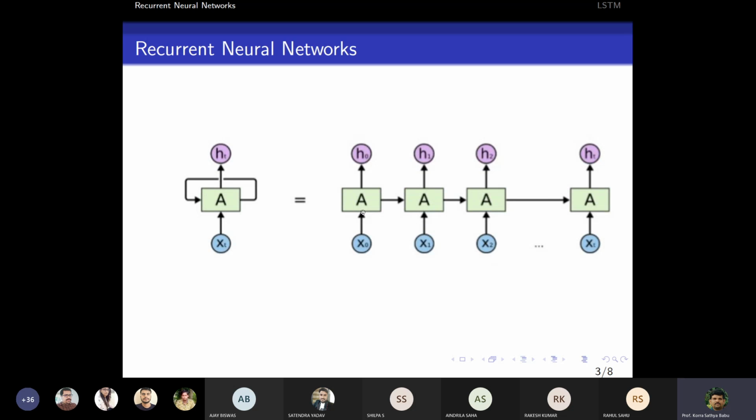So you can say that an RNN is a type of artificial neural network that is used to recognize patterns in sequences of data. It may be textual data, genomics data, handwriting, or spoken words, or mostly time series data, like weather forecasting data or stock market data. Any time series data directly comes under sequential data.